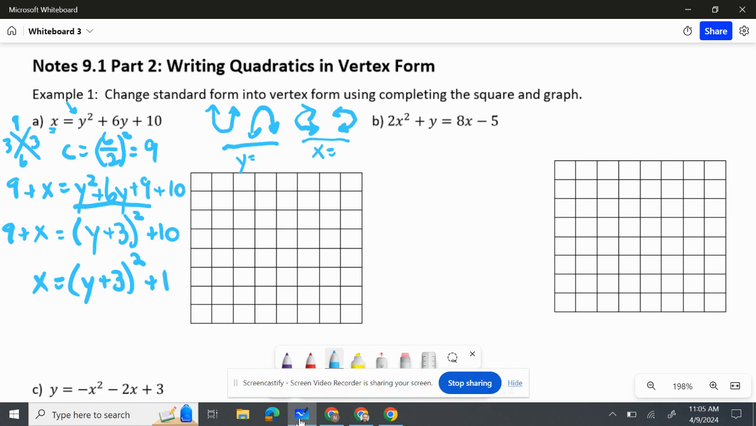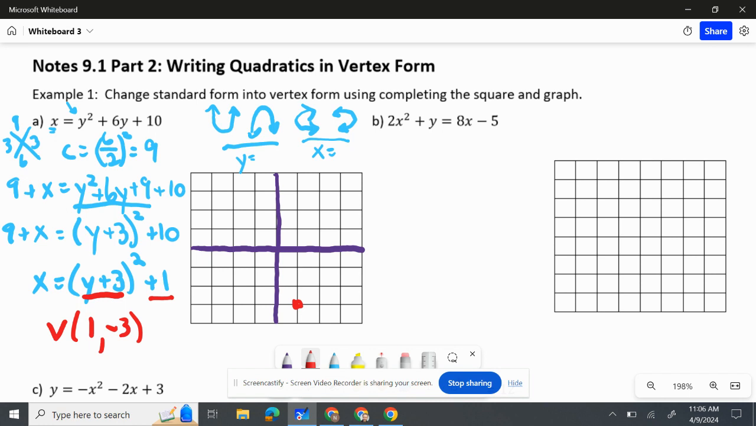Now, our vertex here is a little tricky because vertex x is always first and y is second. Our x value is the 1. Our y value is with the y. Now, because it's in a parenthesis, it's always the opposite, so that would be negative 3. So we're going to plot that. Now, remember, after we plot the vertex, which is 1, negative 3, we have to decide if it's going to go up, down, left, or right.